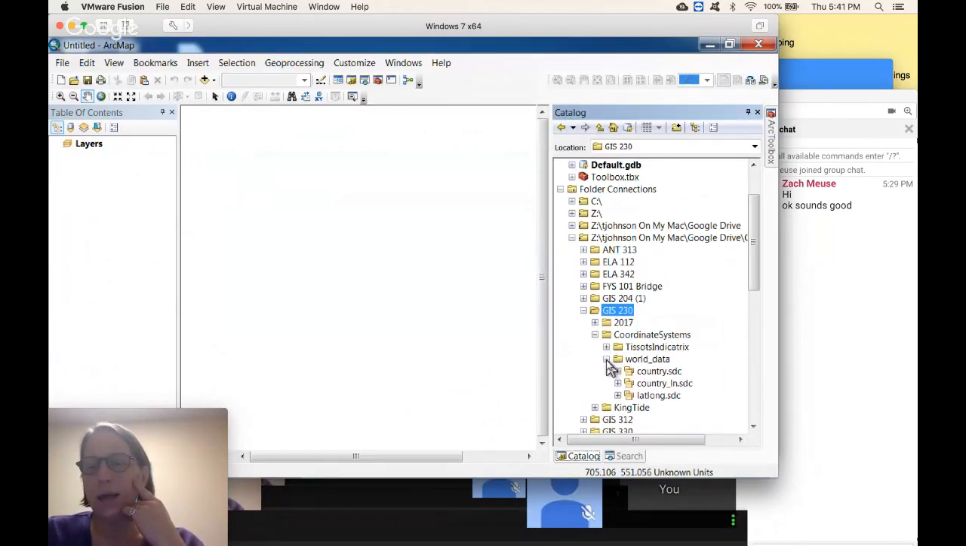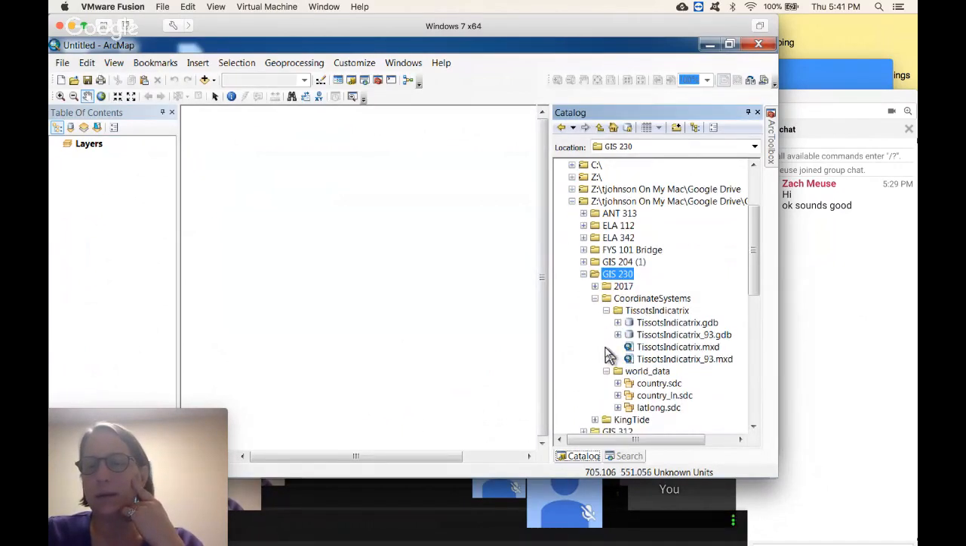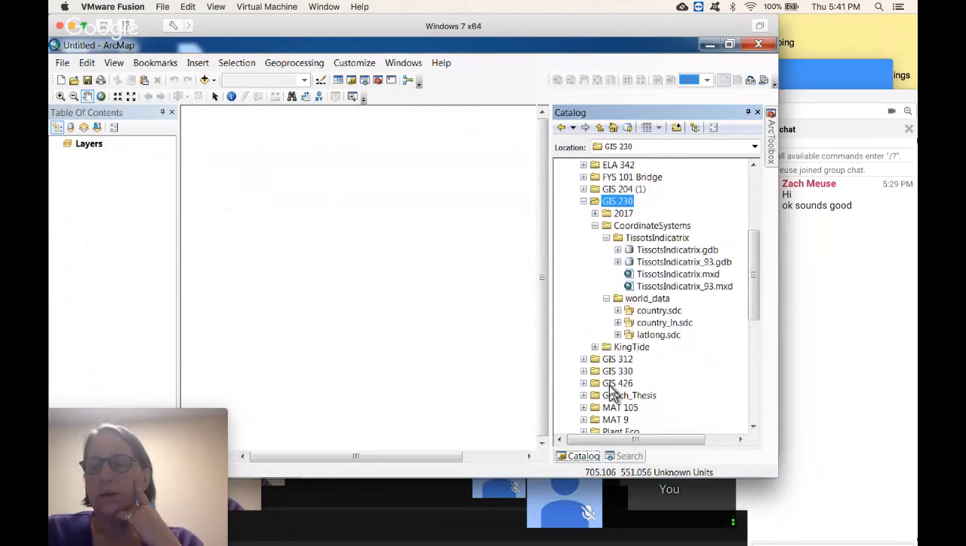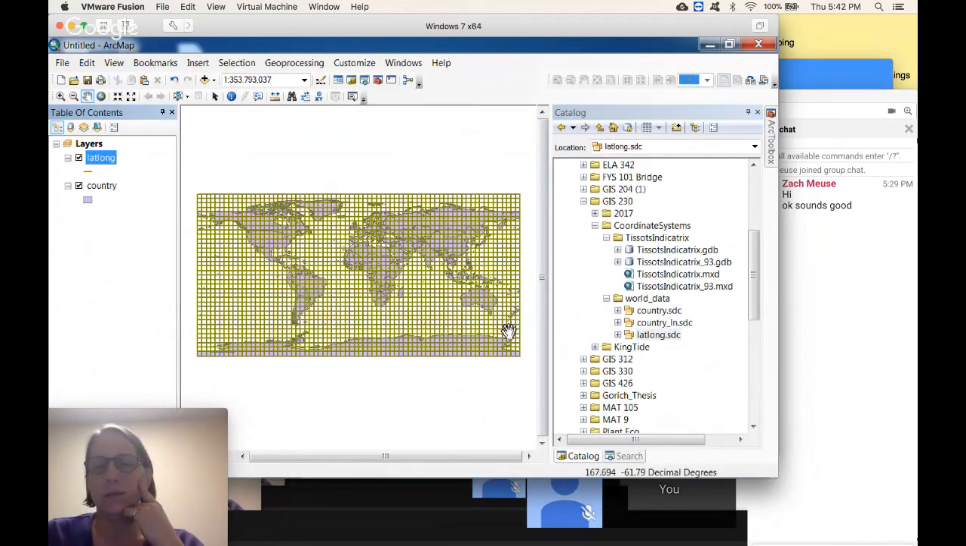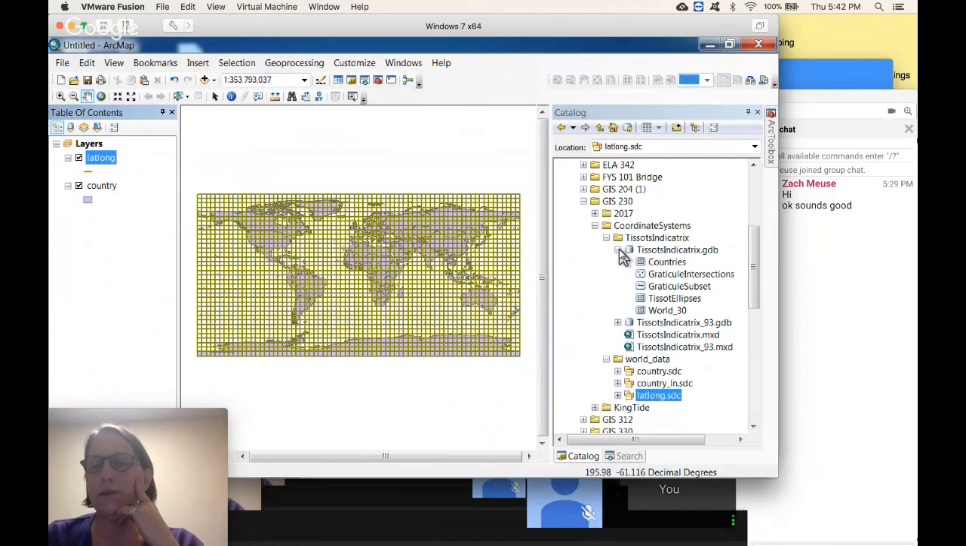And I'm going to add the following layers. So first I want my country SDC and my lat long SDC. So that looks a little weird. And then in the Tissot indicatrix, the very first geodatabase, you want the Tissot ellipses.